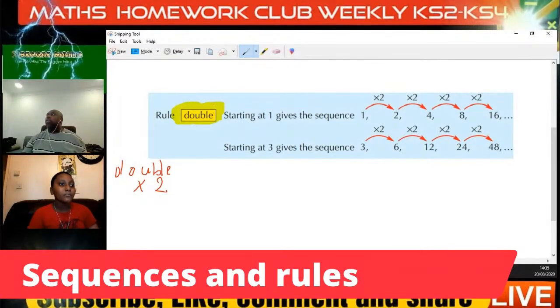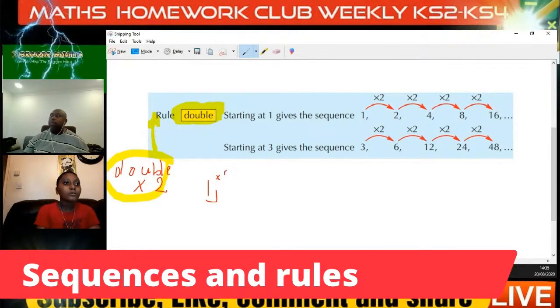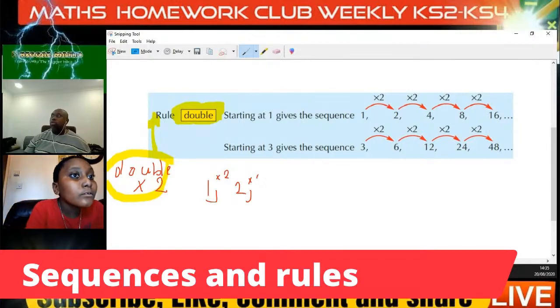So let's just go through this now. The rule here is doubling, times by 2. That's the rule. So let's start with 1. Double 1, what do you get? What's 2 times 1? Double 1 is 2. Okay. Double 2. 4. Double 4.